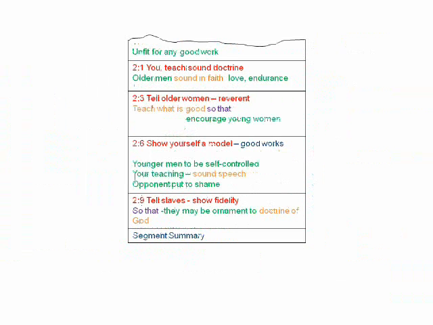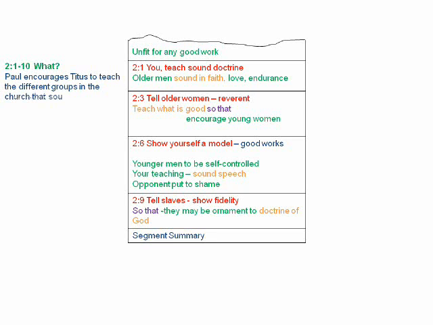Chapter 2, verse 1 to 10. What is going on there? Paul encourages Titus to teach the different groups in the church that sound doctrine is consistent with godly lifestyle. And so he's really practical here. He begins with the exhortation that Titus should teach what is consistent with sound doctrine, and then he works his way through the different groups.